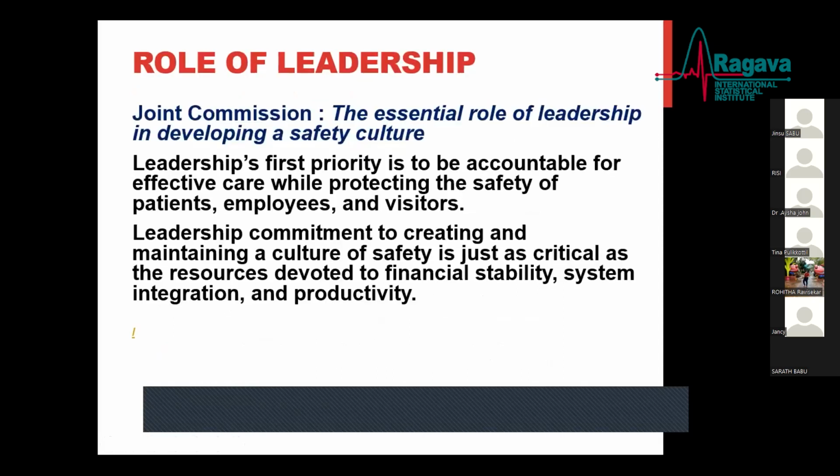And the role of leadership. The Joint Commission mentioned the essential role of leadership in developing a safety culture. Leadership's first priority is to be accountable for effective care while protecting the safety of patients, employees, and visitors. Leadership commitment to creating and maintaining a culture of safety is just as critical as the resources devoted to financial stability, system integration, and productivity.